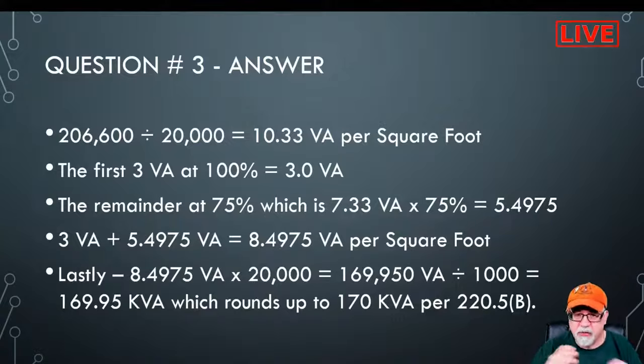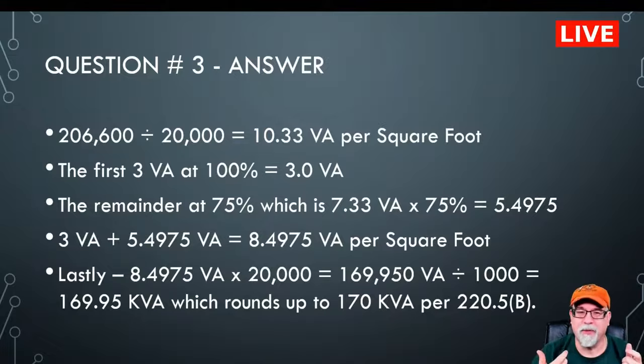Now, that is the remainder. Now, what do you think you do? Add the two back together. Take the original 3 and take the 5.4975, add them together, and that is 8.4975 VA per square foot. Now, this is the last step. We now have to convert this to a value that we can use. So you take the 8.4975 VA per square foot times, how many square feet do we have? 20,000.